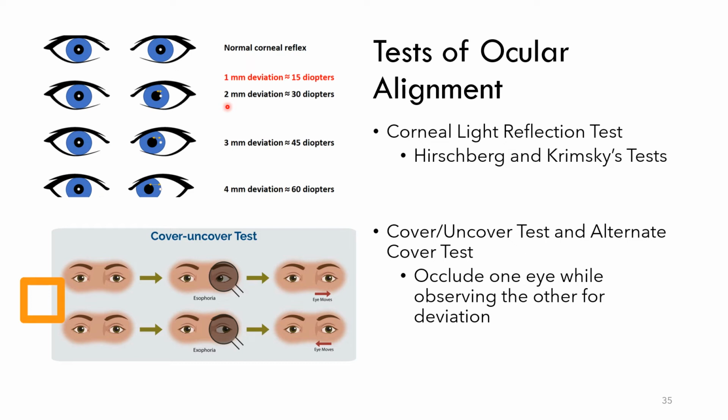The cover and uncover tests and alternate cover tests are used to identify misalignment of the eyes. Both variations use an occluder to cover one eye while observing the other eye for a deviation.